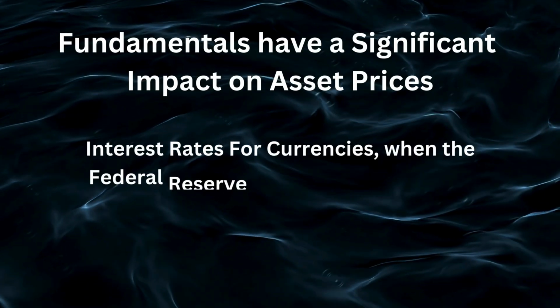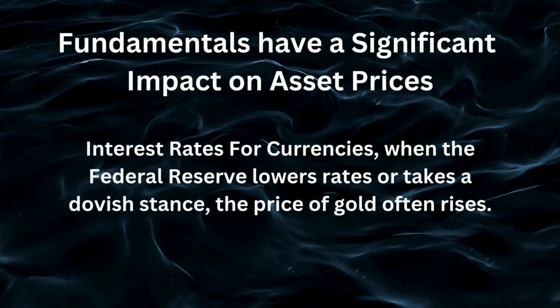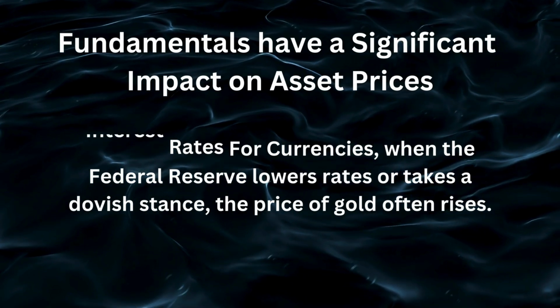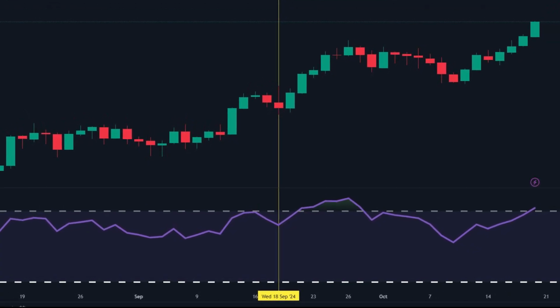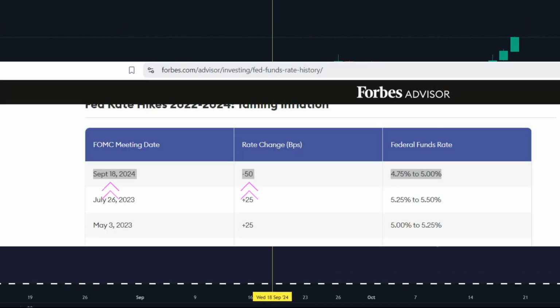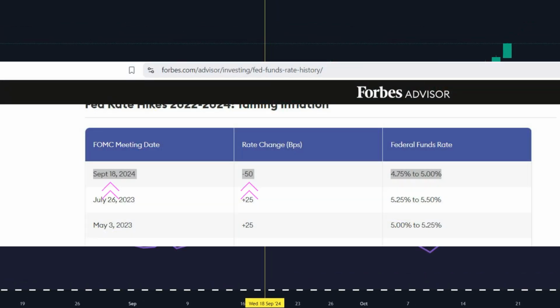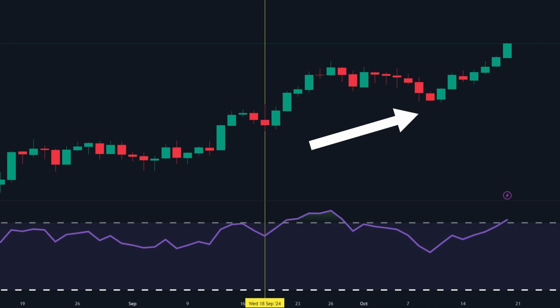One of the most impactful factors is central bank policies, especially changes to the interest rates. It can shake up currency values in a big way. Have a look at this chart. On 18 September, the Federal Reserve announced an interest rate cut. What happened next? The gold price skyrocketed.